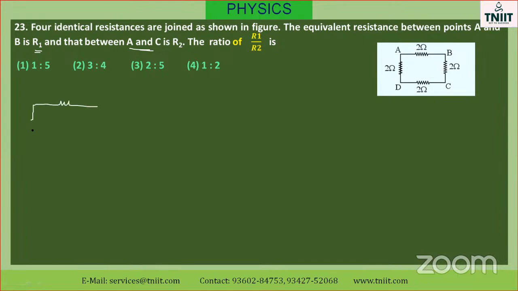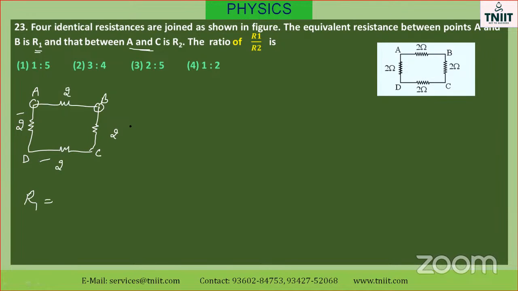This is 2 ohm. This is 2 ohm. This is 2 ohm. This is 2 ohm. This is C. This is P. This is D. Now between A and B means between these two. How to calculate the resistance between these two? So what is the resistance between A and B?